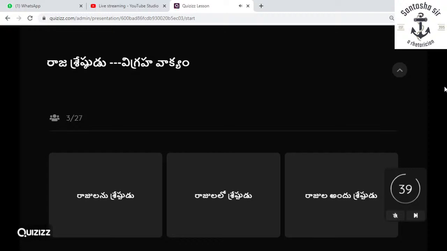Rajashreshtudu. You need to find the Vigraha Vakyam of the given word Rajashreshtudu. Rajashreshtudu is the word, and you need to find the Vigraha Vakyam. Five seconds more.